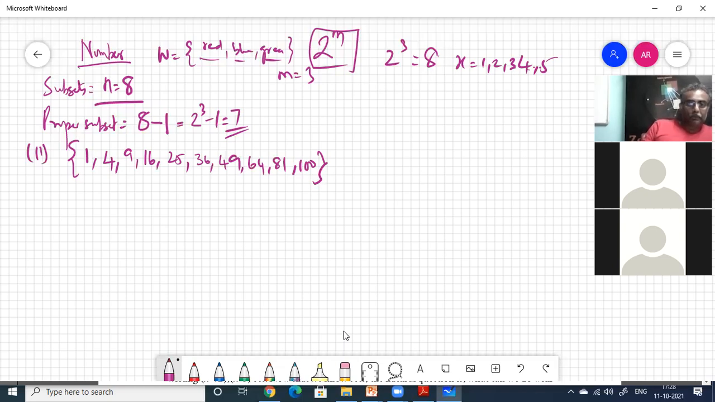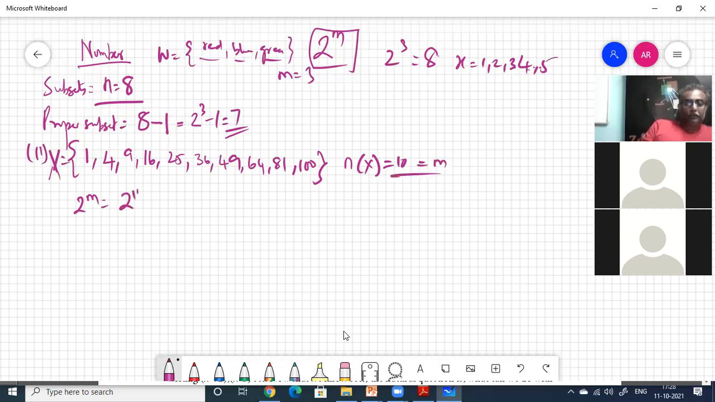10. Okay, n of X is equal to 10. So what is the number of subsets of this? 2 to the power n. What is n? 2 to the power 10.